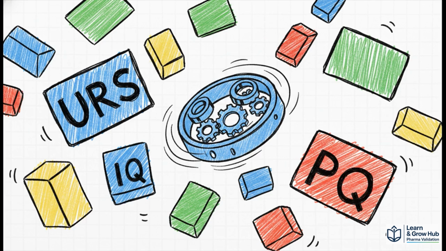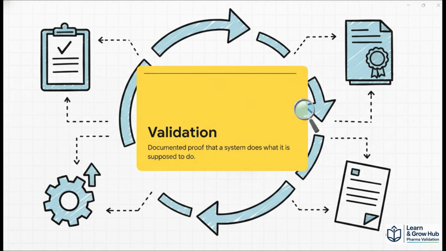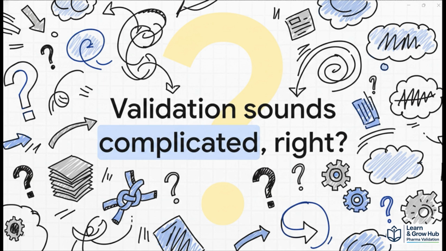URS, IQ, OQ, PQ. It does feel like too many documents, right? But actually, validation is nothing but documented proof that a system does what it's supposed to do. In this video, I will explain the validation life cycle step by step using simple and real industry examples.